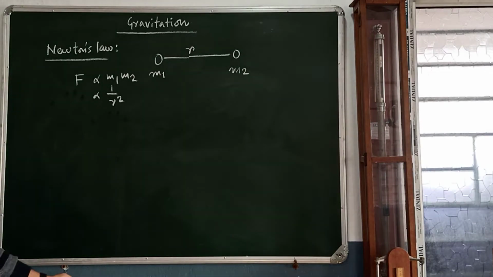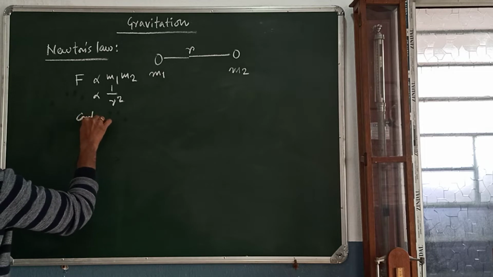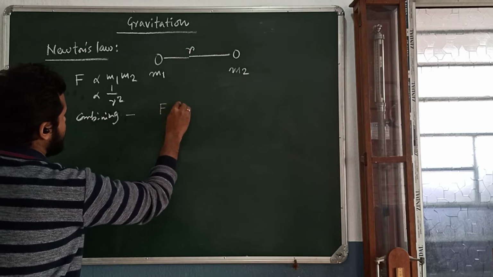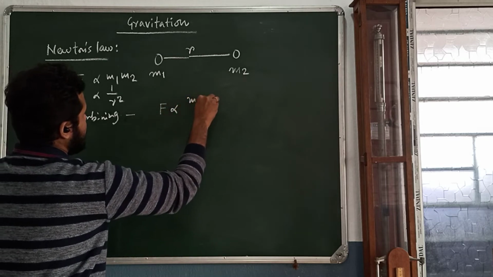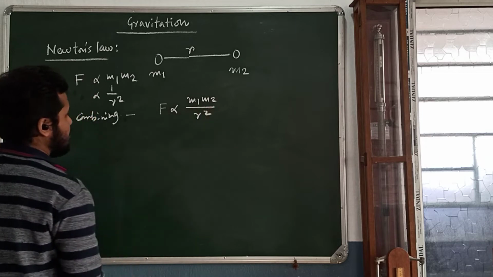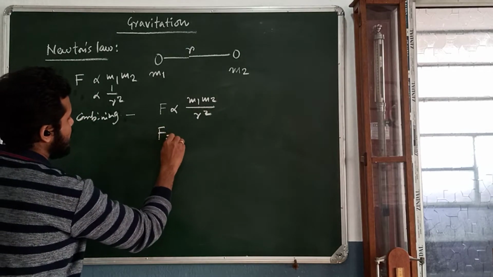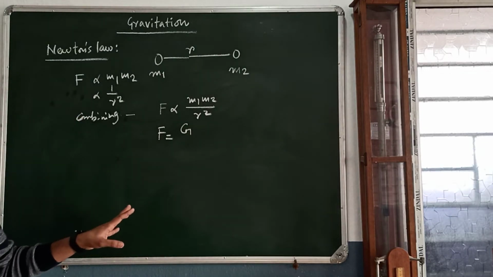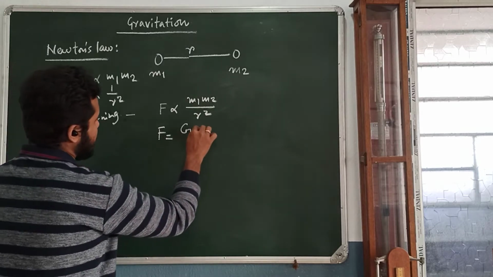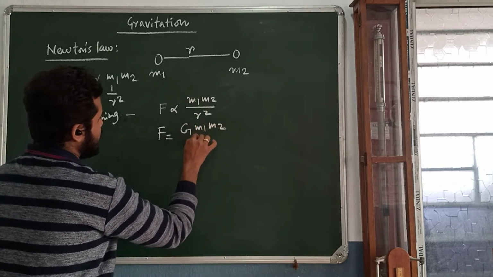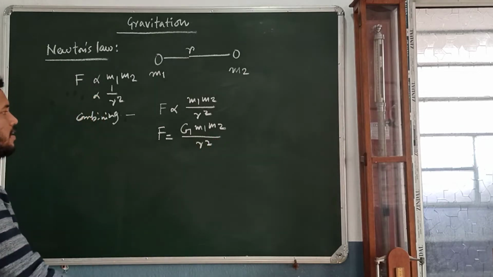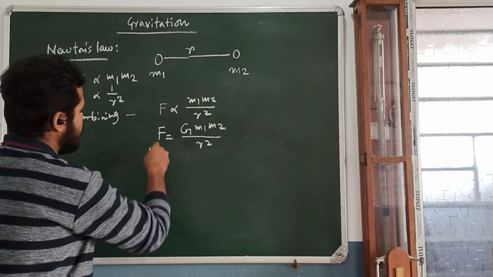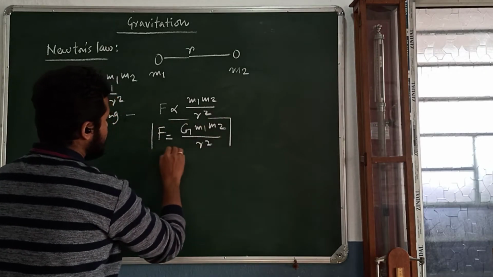So if I combine them, F is proportional to m1 m2 by r square, and if I equate it, one constant will come. That constant is usually written as capital G. So F equals G m1 m2 by r square. This particular expression is known as Newton's law of gravitation.